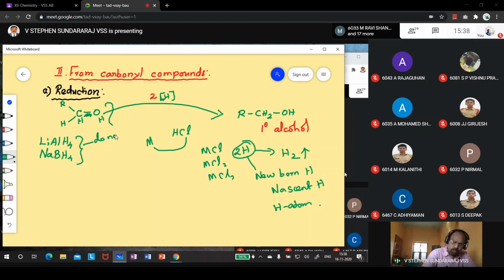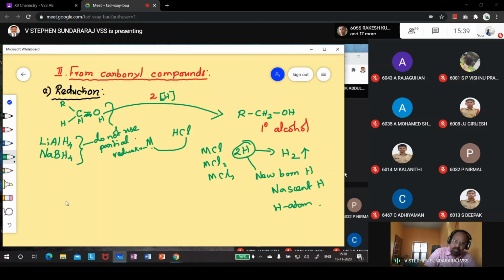After completing all the chapters, you will start writing equations yourself. You will start applying the different chemical reagents yourself. At that time, keep a point in your mind: these chemicals you do not use for partial reduction. What is partial reduction?